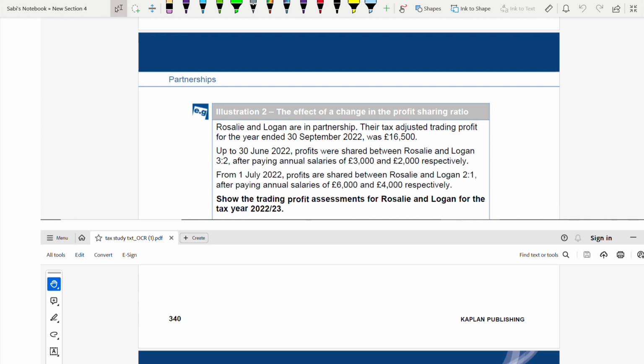Illustration 2 and test your understanding 2. Now, Rosalie and Logan are the two partners. Tax adjusted profit is 16,500. Up to 30th June 2022, profits were shared 3:2 after paying annual salaries of 3,000 and 2,000. From 1st July, profit sharing is 2:1 after paying annual salaries of 6,000 and 4,000. Now the days will change. Okay, so let's start.